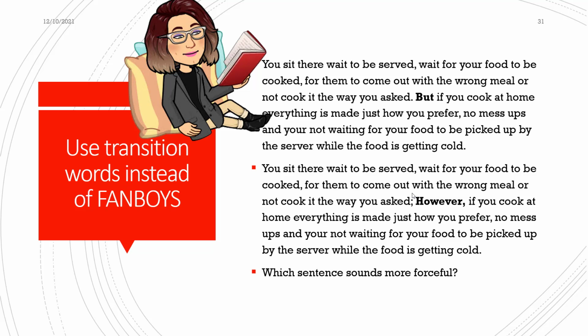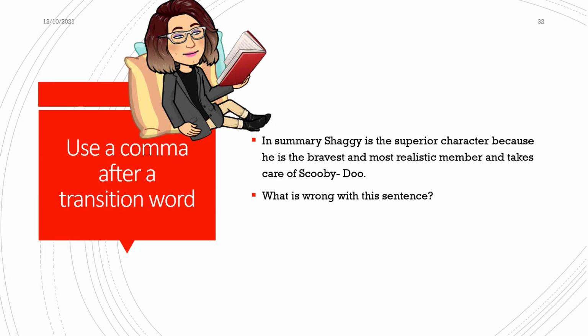So here the student, instead of using "but" all the time, should use a transition word of opposition, like "however." Use a comma after a transition word. So here, you're supposed to say, "In summary," comma, "Shaggy is the superior character because he is the bravest and most realistic member and takes care of Scooby-Doo."